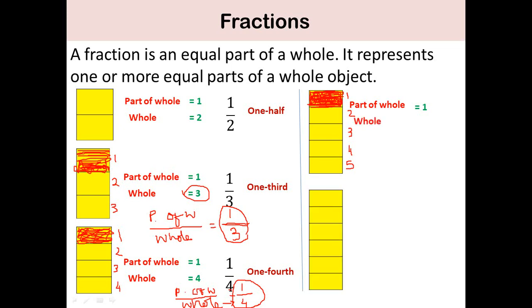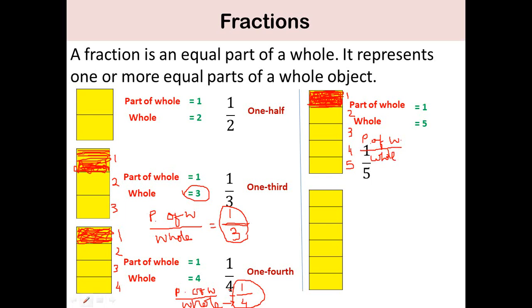So the whole chocolate has been divided into 5 equal parts. Here you can see, right? So whole equals 5, right? Whole equals 5. And you know how to write fractions, right? So what part of the whole I have taken? So I will write part of whole by whole, right? Part of whole by whole. That is 1 by 5.